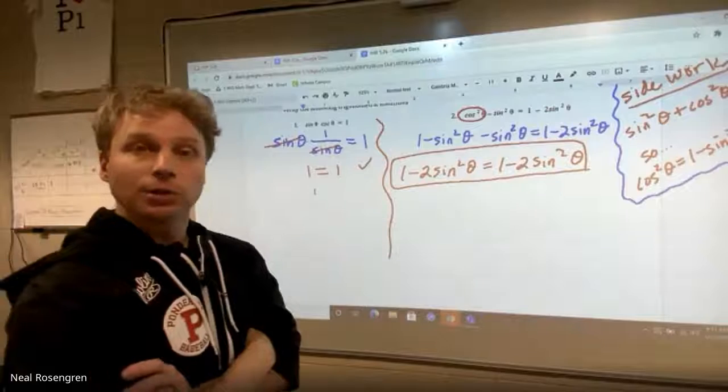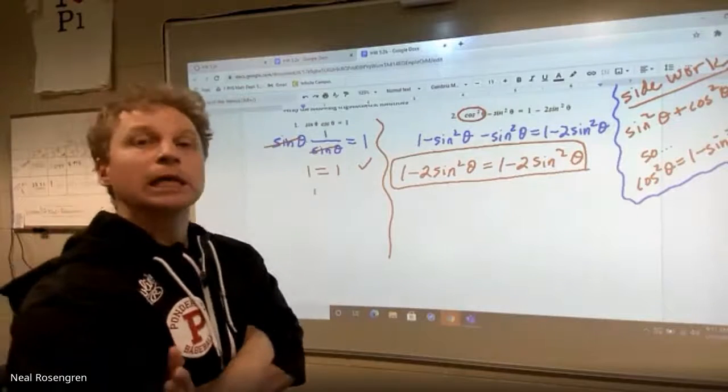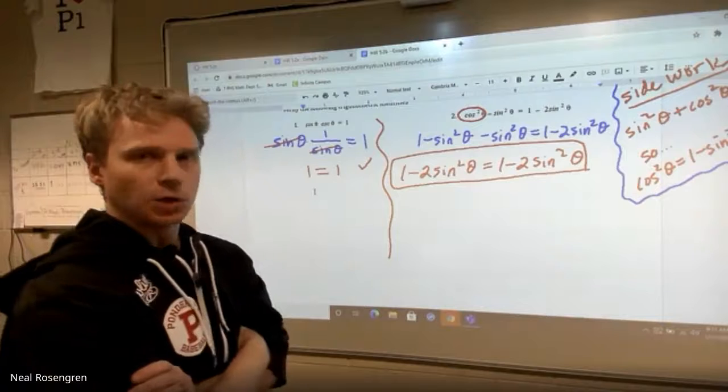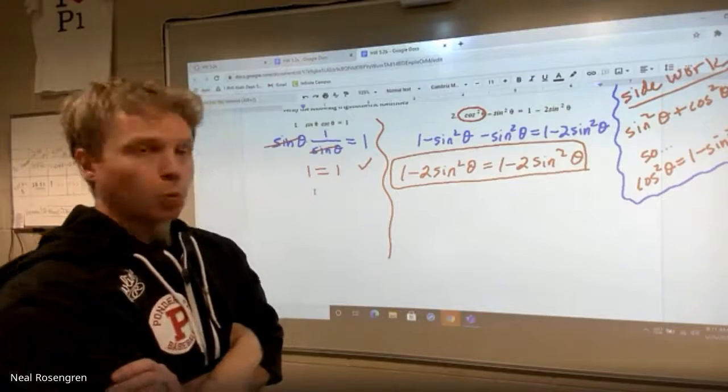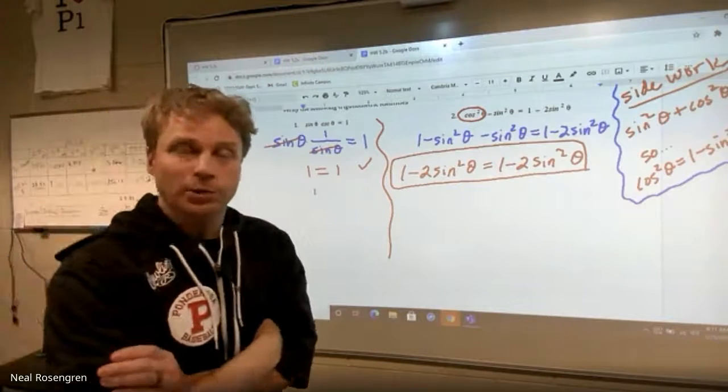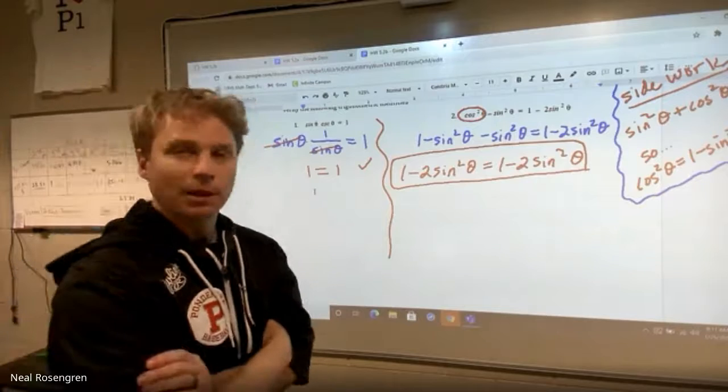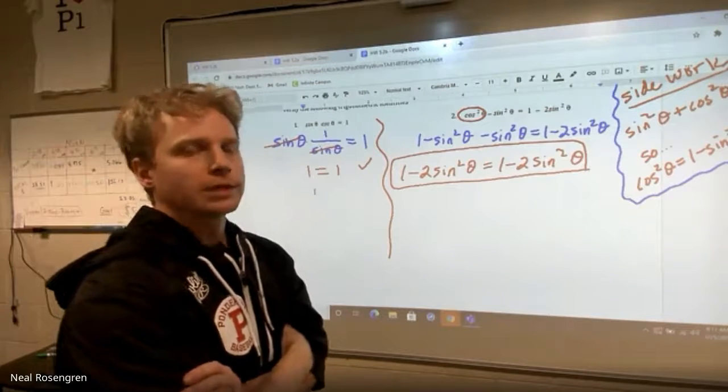Mr. Rosengren, is it okay if we solve on the right side to make it equal to the left side for number 2? Absolutely. You can work on either side. Definitely. So if you saw, oh look, 1, oh perfect, that's sine squared plus cosine squared. Great, love it. Absolutely, you can work on that side if you want.